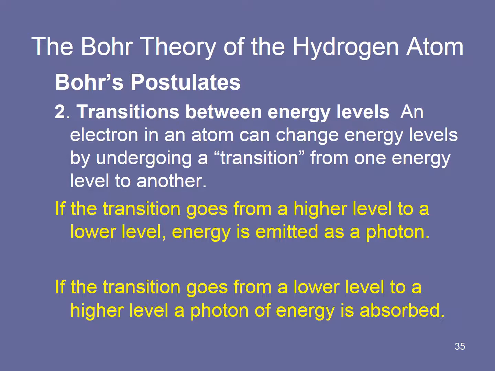Okay, and then Bohr's second postulate says that electrons can transition between these energy levels. Of course, they can't exist outside of those levels, but they can transition between the levels. If the transition goes from a high level to a low level, it's decreasing in energy, and that energy is emitted. If the transition goes from a low level to a high level, that means that a photon had to be absorbed to get to that higher energy level.